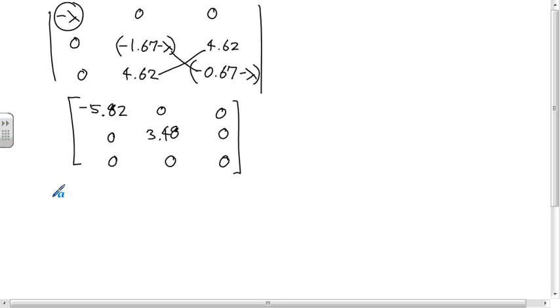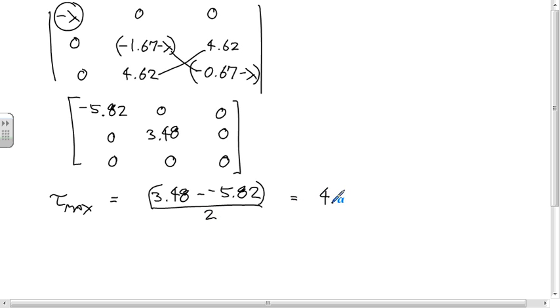And then the maximum shear is 3.48 minus negative 5.82 divided by 2. And what do you get for that? 4.85? Okay. Is there any way we could check that? That's what you got right there. Okay.